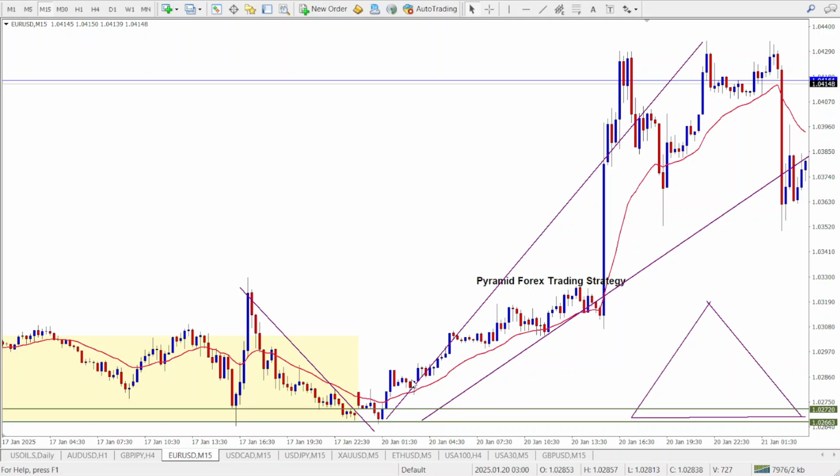You can see that the moving average started acting as a dynamic support. The price broke above it, and we had a consistent rejection on the moving average.